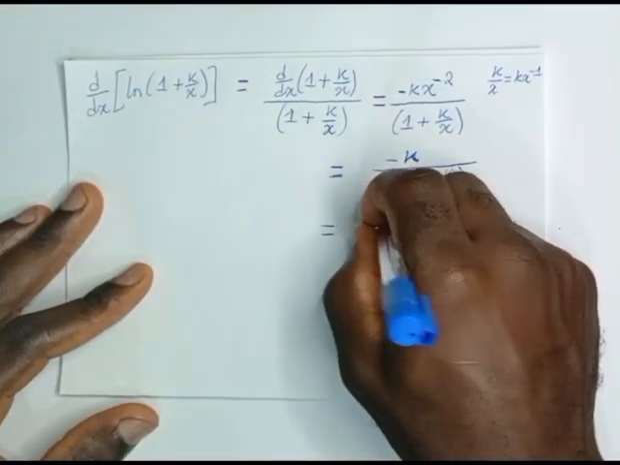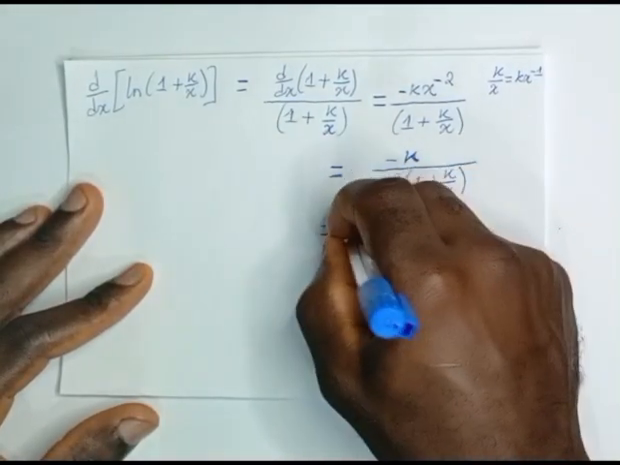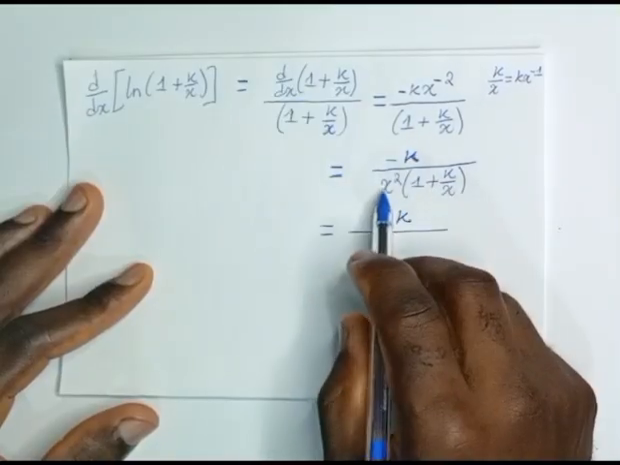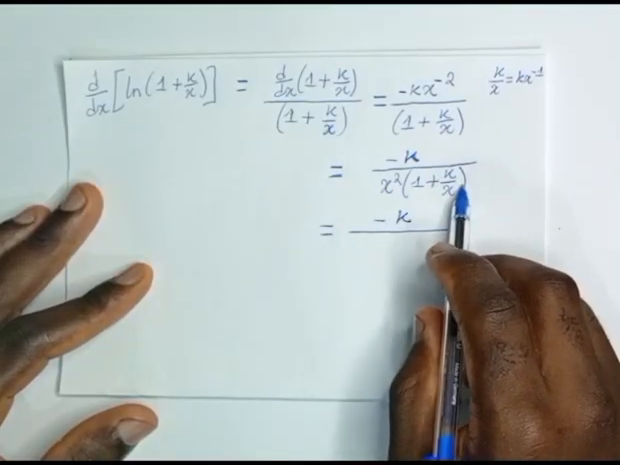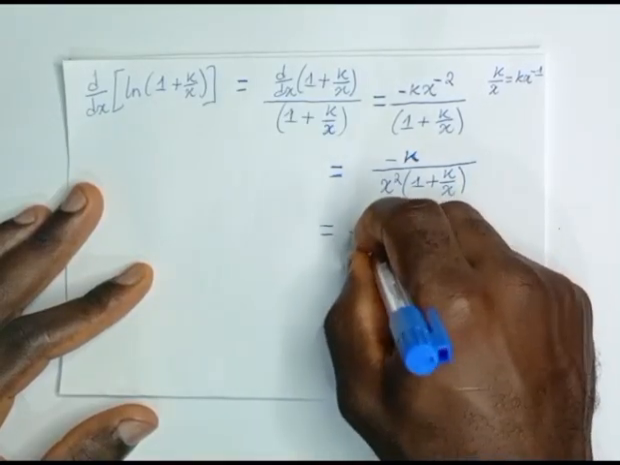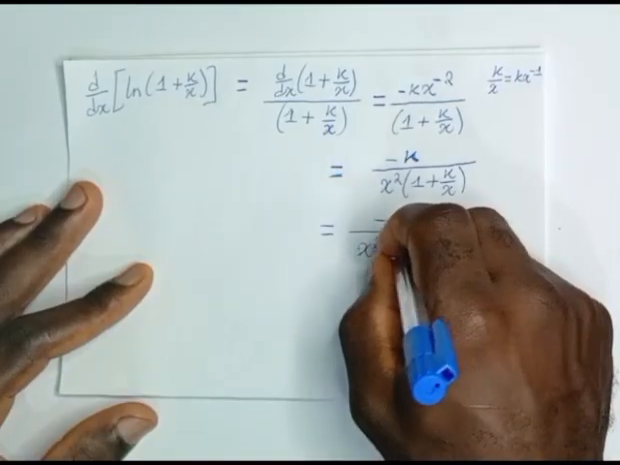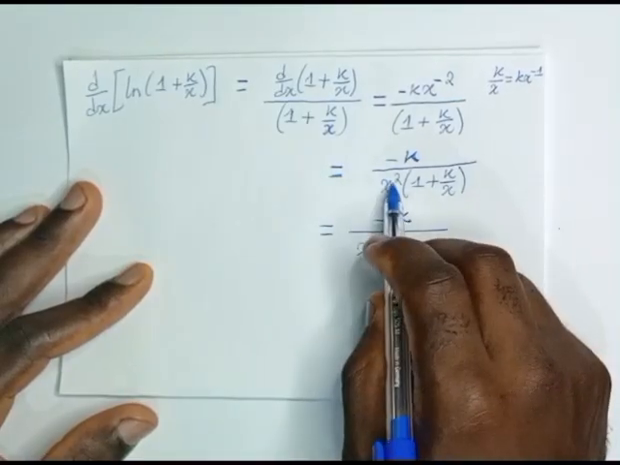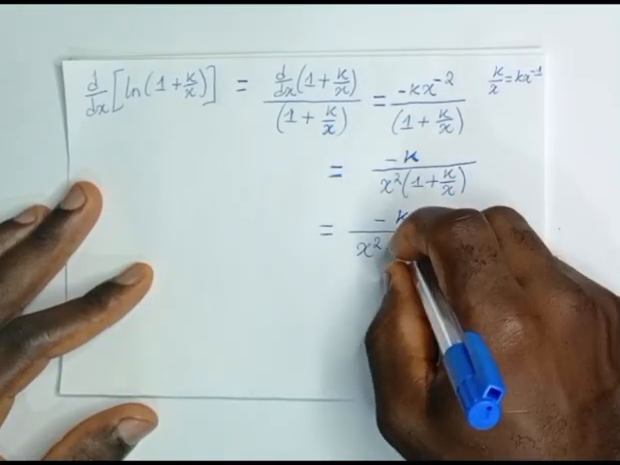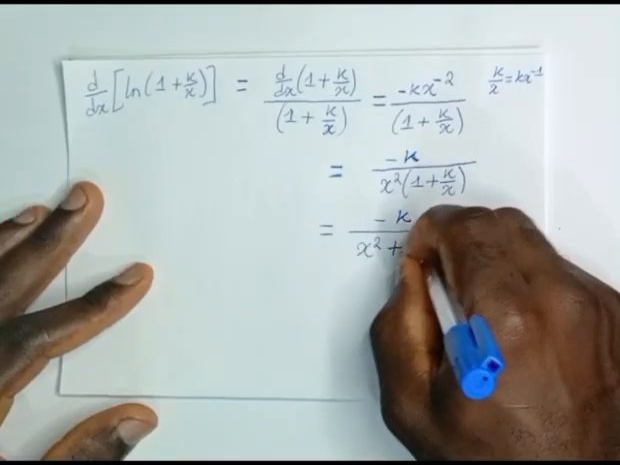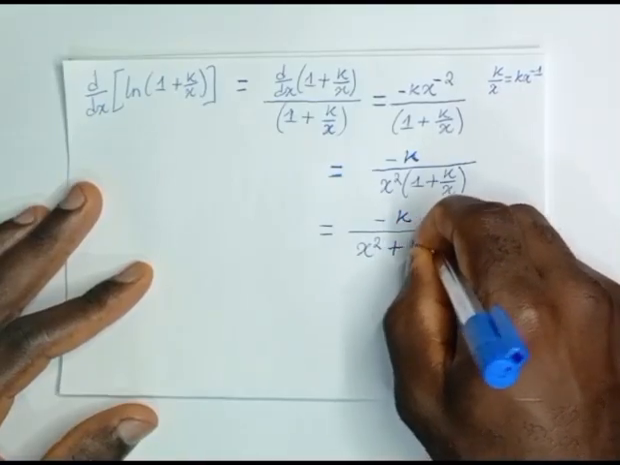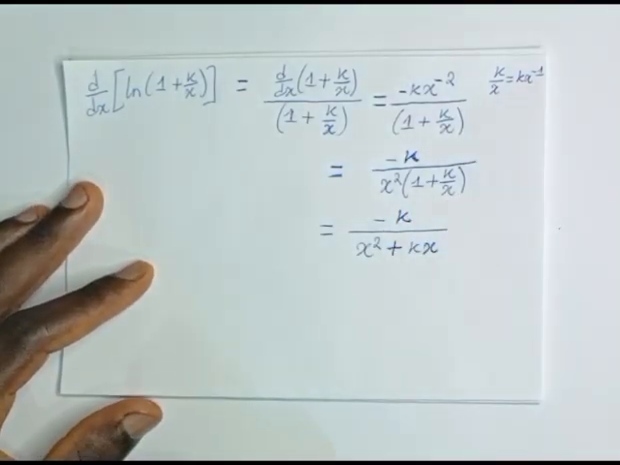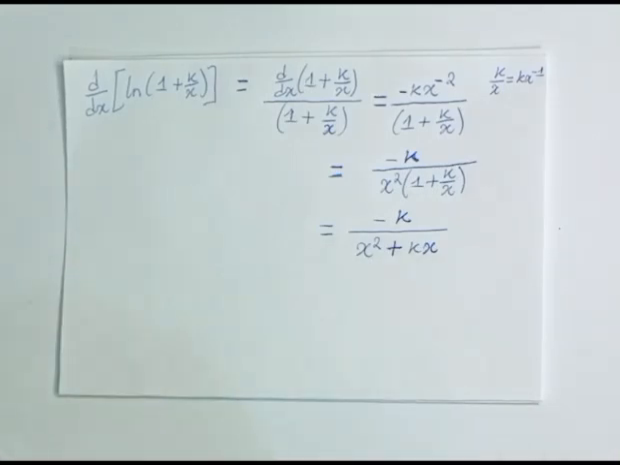This will simply be equal to negative k all over, we have to multiply all through by x squared plus x squared times k over x, which simply gives us kx. So this is the derivative of the function we have at the numerator.